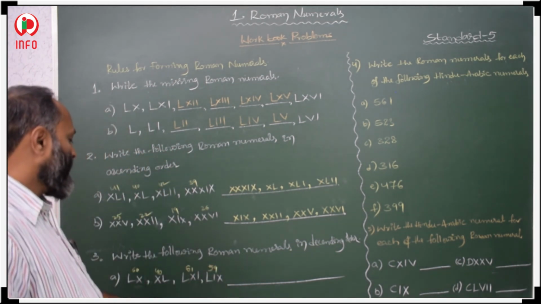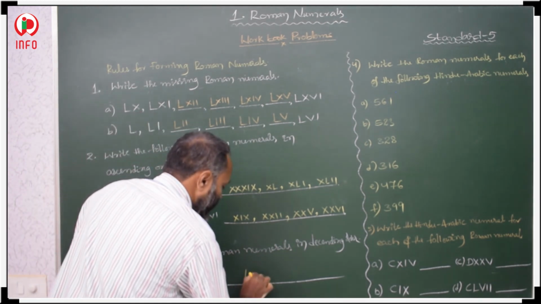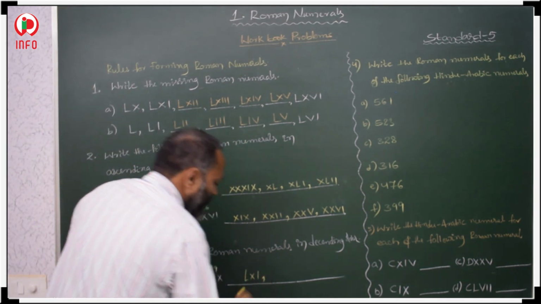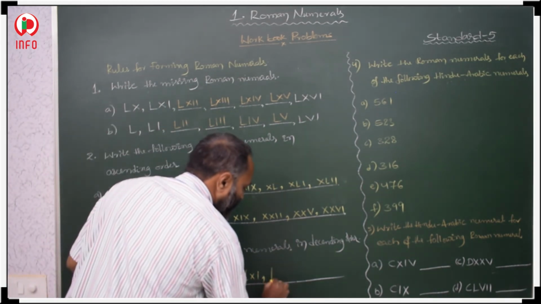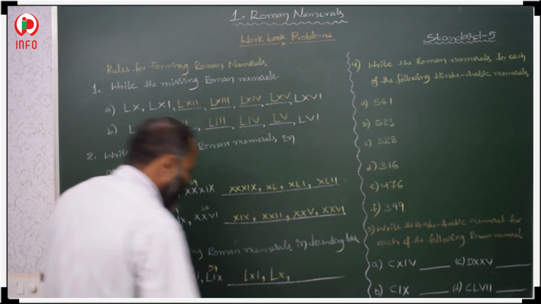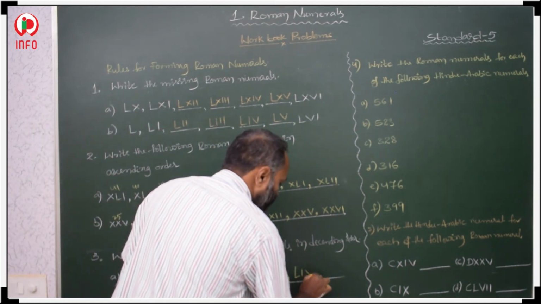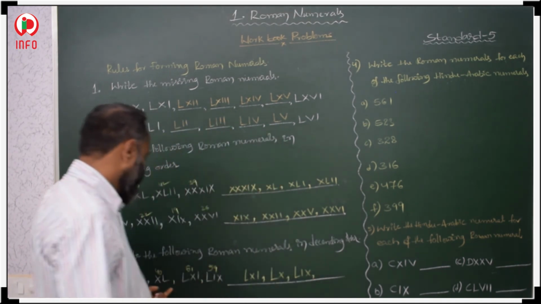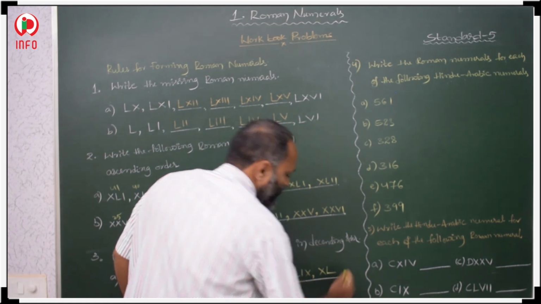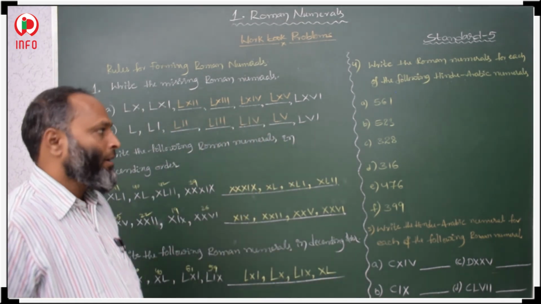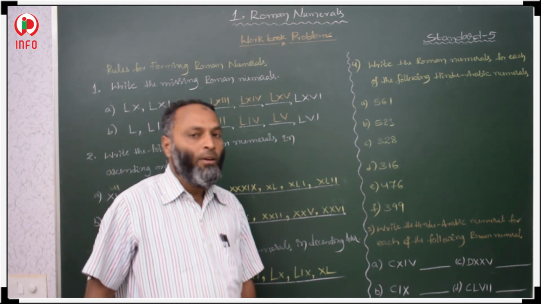Then we take the bigger one. This is the bigger one, LXI. Then smaller than this is 60, LX. Then smaller than this is 59, LIX. And the smallest is XL. So in this way we arrange in descending order. In descending order, one more question is there, that is your home assignment.